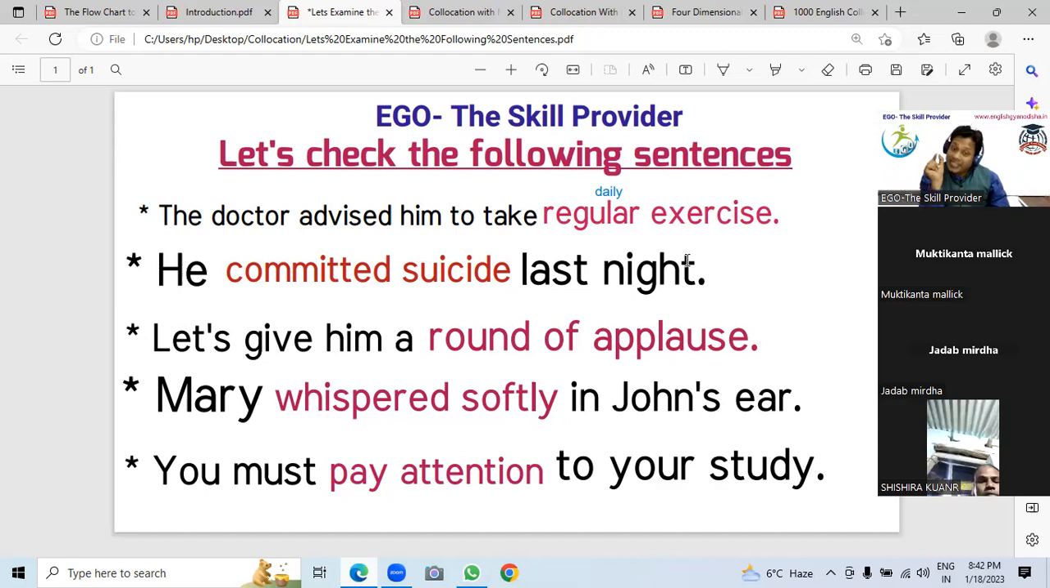Regular exercise. So "exercise" is the regular one. Why? Because of collocation. Let me give you the second example. He committed suicide last night.